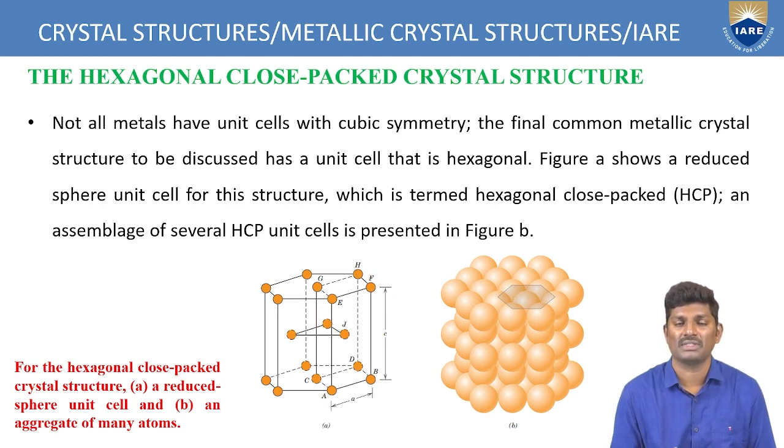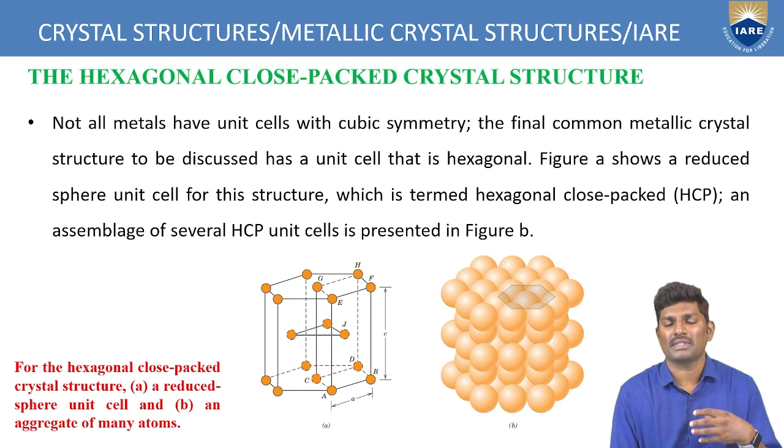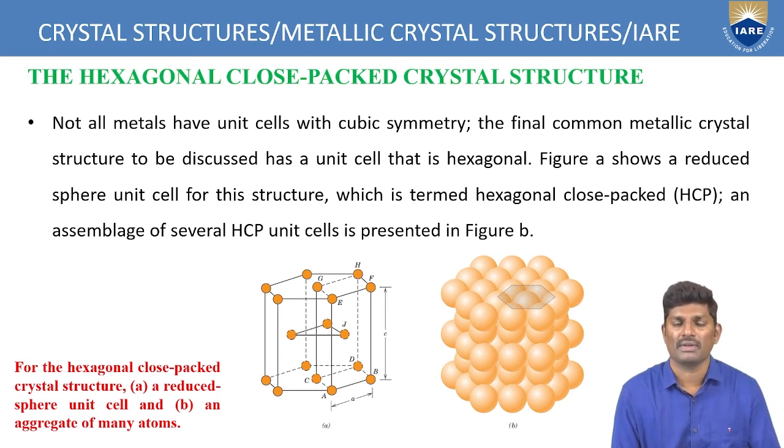In the previous FCC or BCC, we have seen cubic in nature. So it is very easy for us to find out how many atoms are bonding with the corners or to the faces, and we can easily find out the atomic packing factor and also the coordination number if it is cubic in nature. Now some metals which are not cubic in nature come under this hexagonal closely packed crystal structure. So the final common metallic structure discussed in this is about the hexagonal nature.